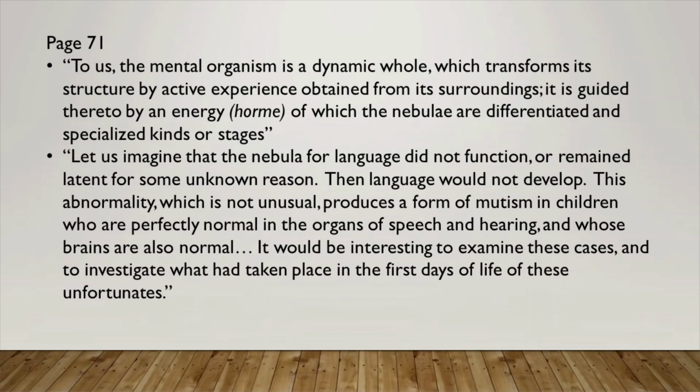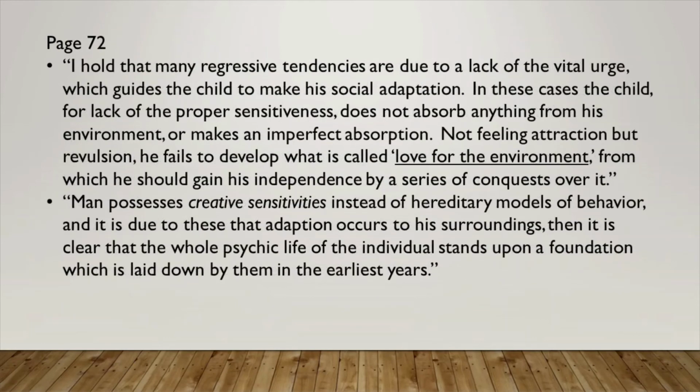So it's a really interesting idea to follow that through. On page 72, she says, "I hold that many regressive tendencies are due to a lack of the vital urge, that vital urge which guides the child to make his social adaptation. In these cases, the child, for lack of the proper sensitiveness, does not absorb anything from his environment or makes an imperfect absorption. Not feeling attraction but revulsion, he fails to develop what is called a love for the environment, from which he should gain his independence by a series of conquests over it."